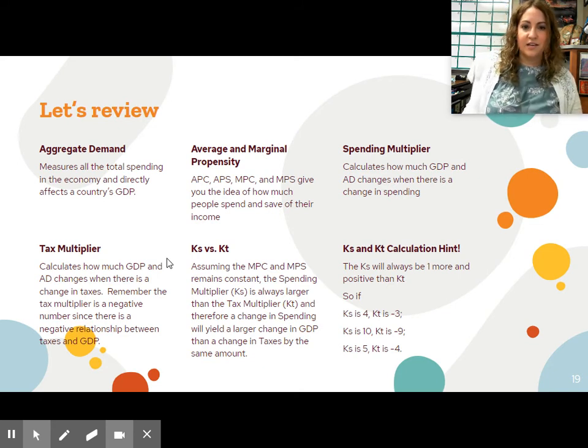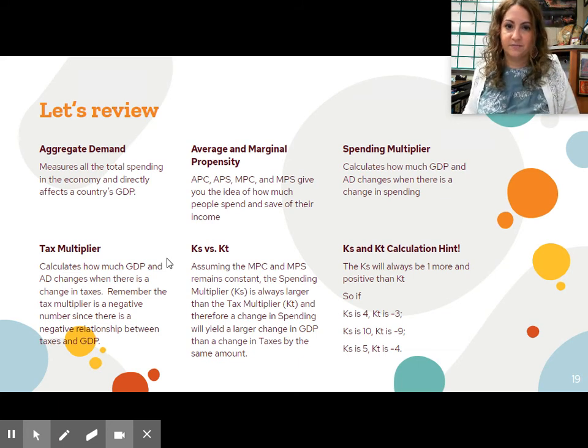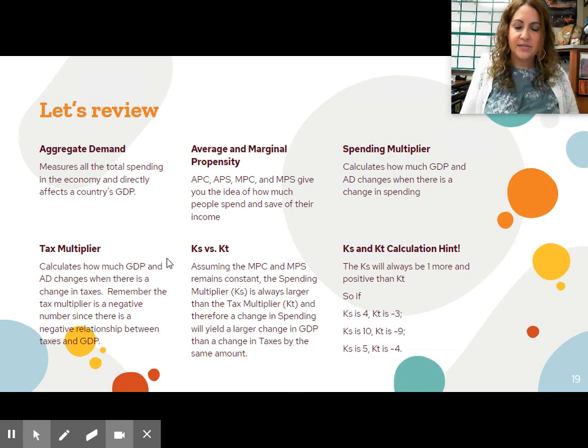The government, to get out of a recession, could either change spending or they could change taxes. And no matter what the MPC and MPS is, KS, the spending multiplier, will always have a bigger impact on the economy, which is why the government chooses to spend itself out of a recession versus lowering taxes out of a recession, because the spending just works more.